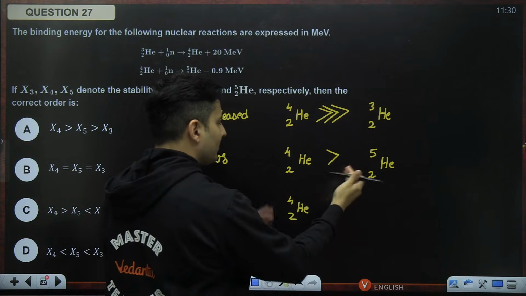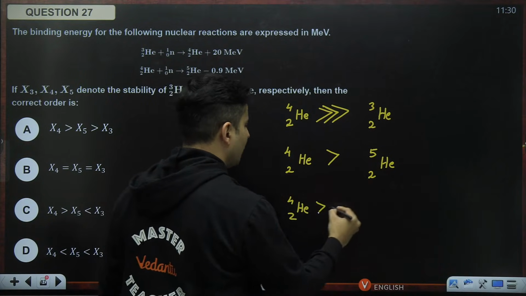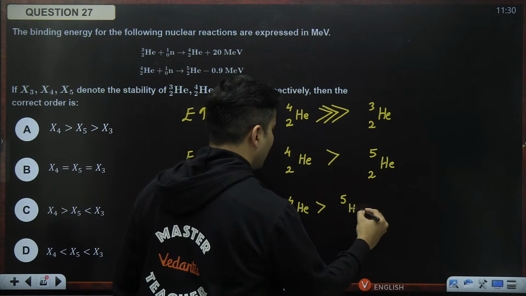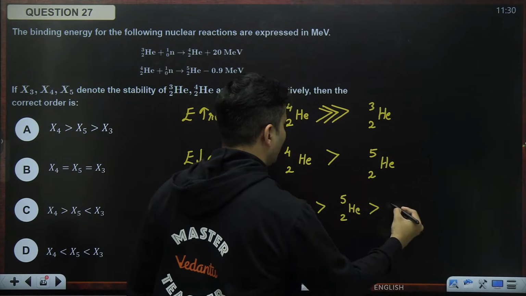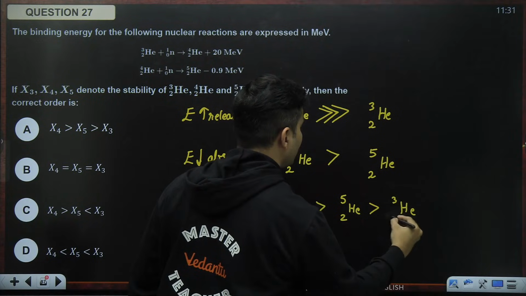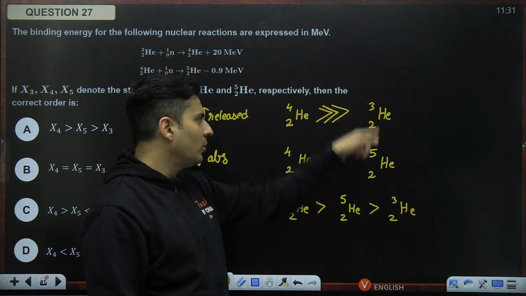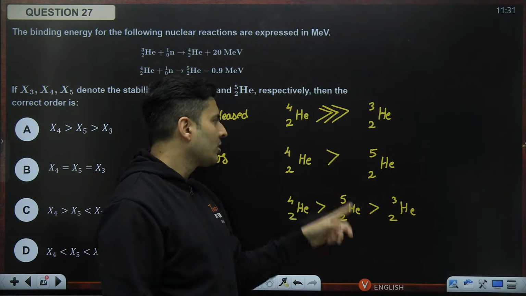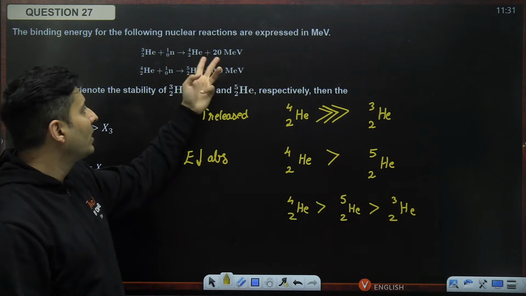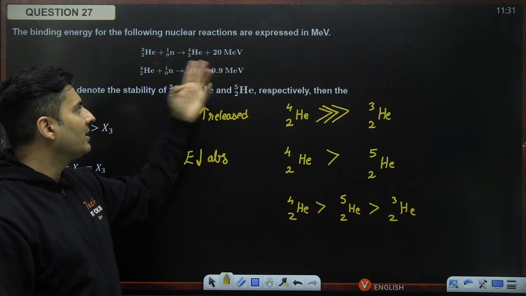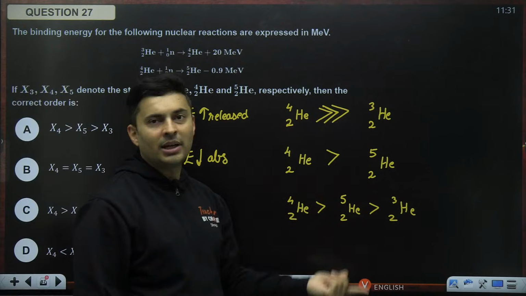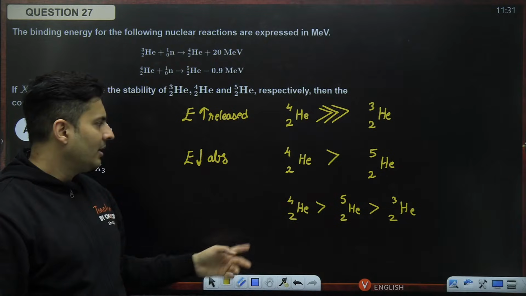So 4He2 is more than 5He2, and this is more than 3He2, because this is bigger than this, and this is also bigger than this. I do not know the comparison between them, so I got that comparison by looking at these numbers. 20 is bigger than 0.9, so that's why more than. Getting my point? Okay, so that's how I write it.